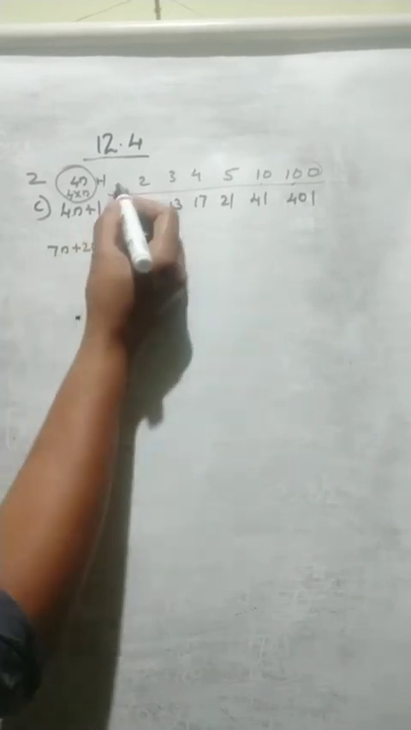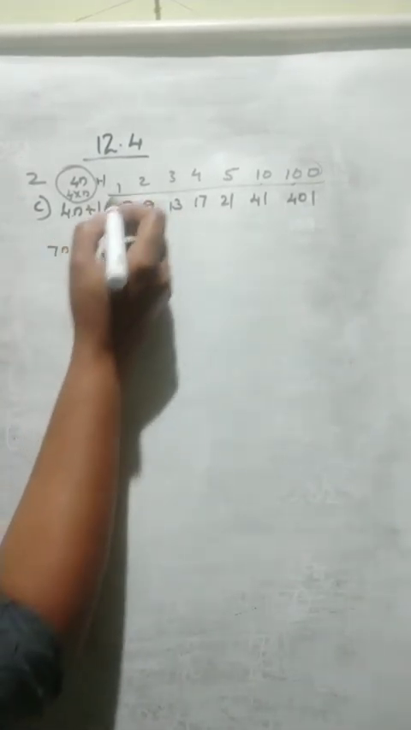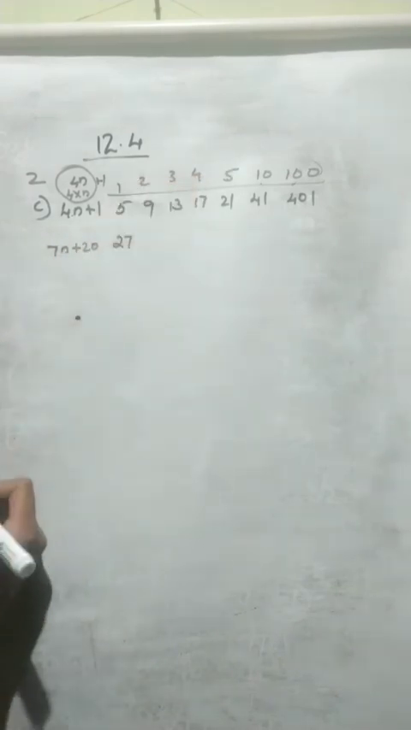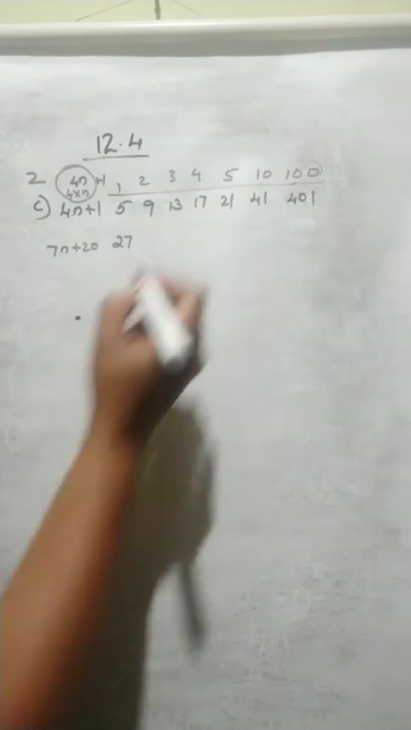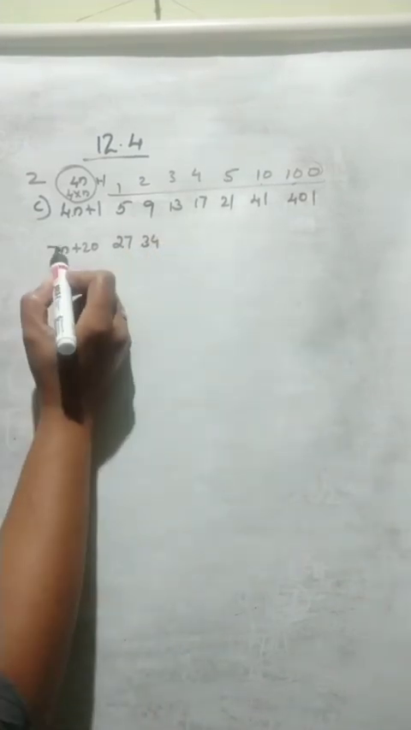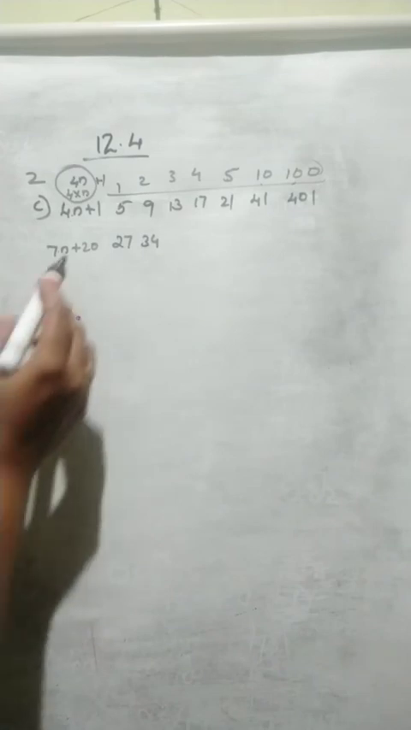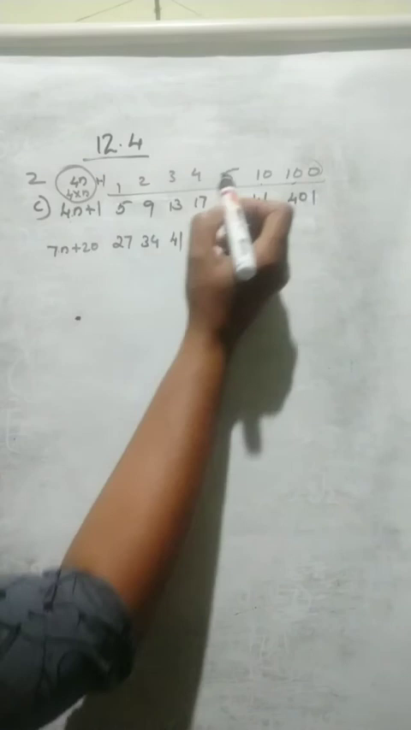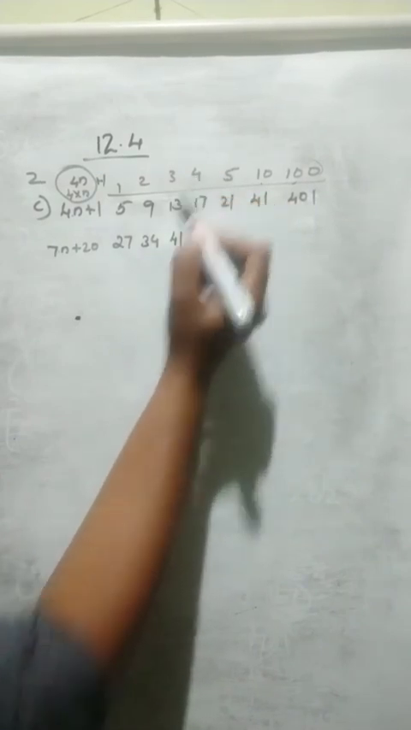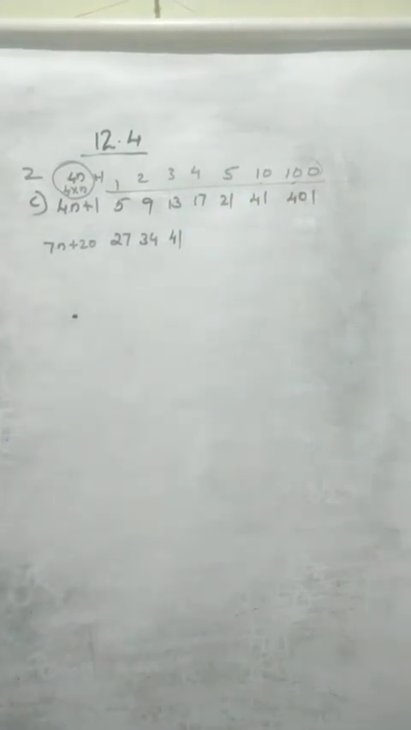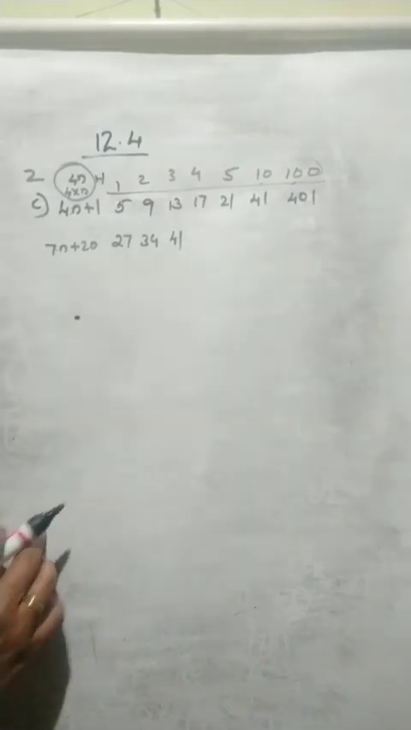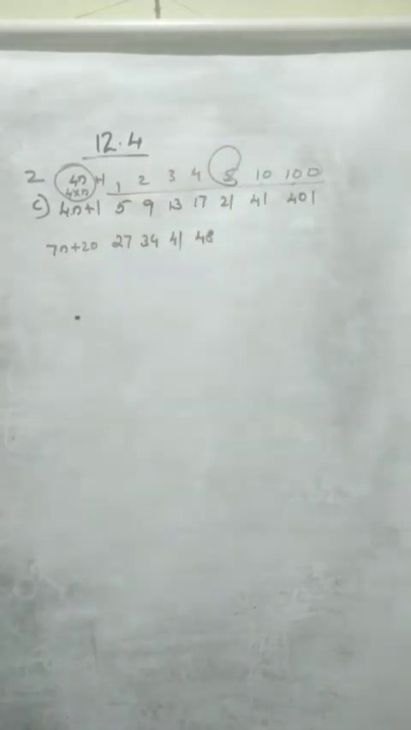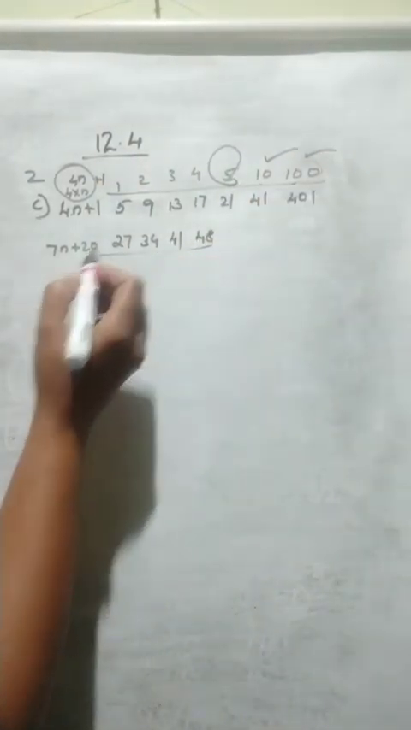Here, when n is equal to 1, 7 into 1, 7 plus 20, 27. Then 7 2s are 14. 14 plus 20, that is 34. Then 7 times 3, 21. 21 plus 20, 41. Then 7 times 4, 28. 28 plus 20, that is 48. The question is 5, 10 and 100. Up to here it is there in the textbook.